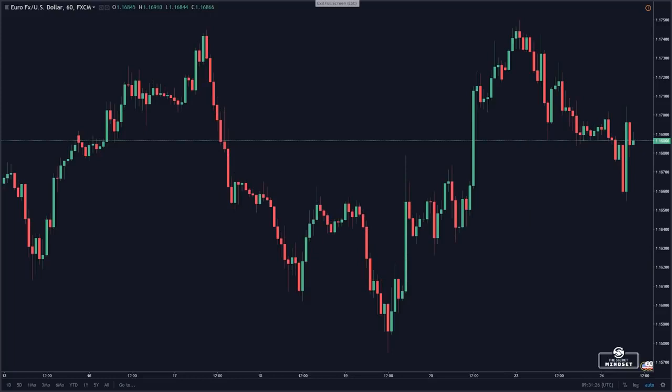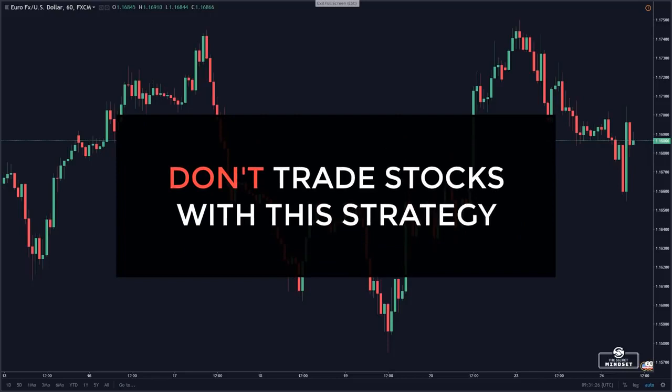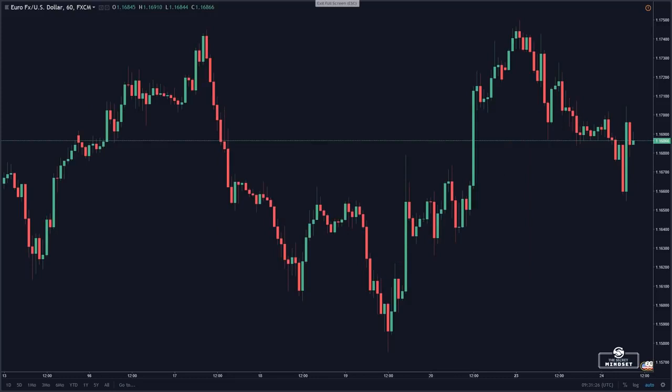Backtest other currency pairs, commodity, or even cryptocurrencies and see which time frame is suited for them. And very important, don't trade stocks with this system because the AD line does not include gaps in its calculation and the signals will not be 100% reliable.